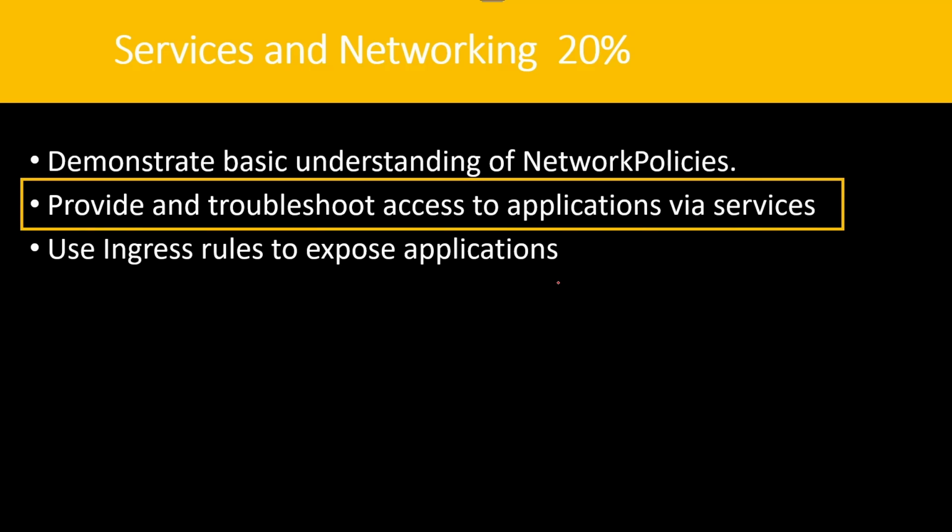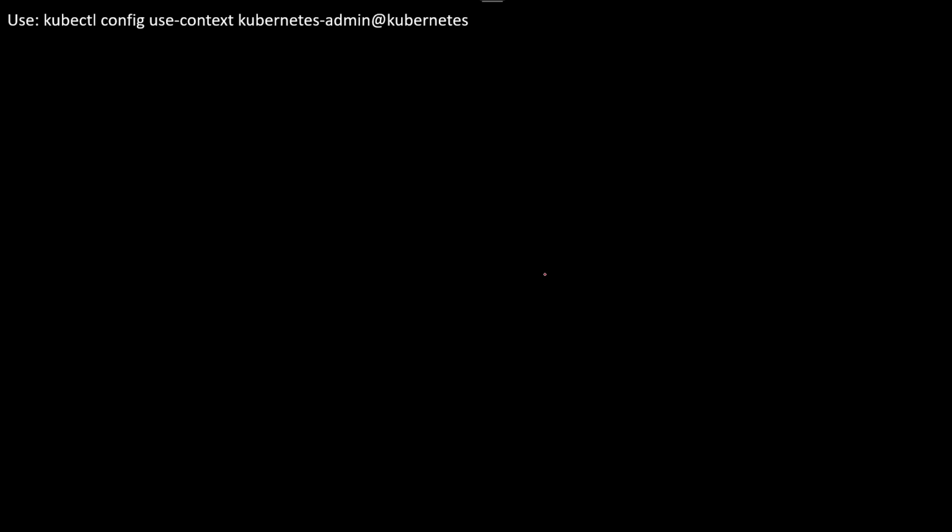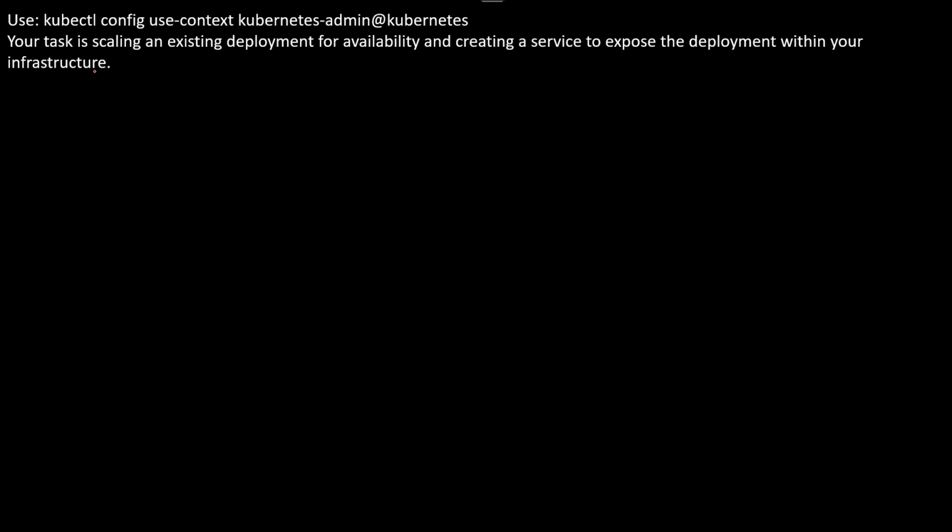Let's move to the second topic, that is provide and troubleshoot access to applications via services. In this topic, they may ask you to modify the deployment and add one service and then check if you are able to access the newly created service. Let's take an example. Again, we have one context that we need to use. Your task is scaling an existing deployment for availability and creating a service to expose the deployment within your infrastructure.